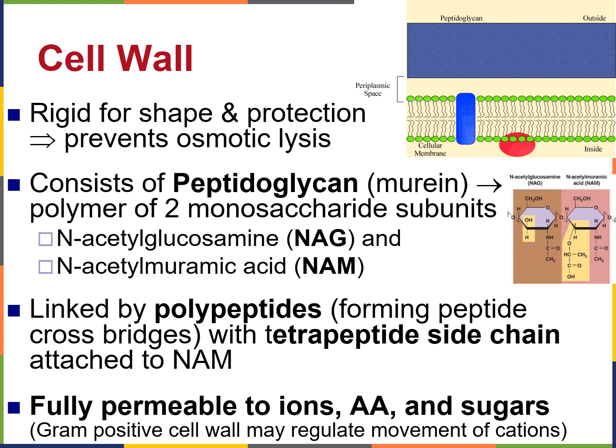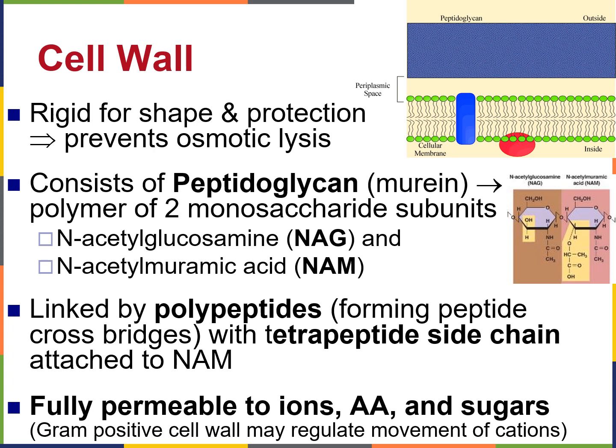All right, if you remember, what is a polypeptide? Well, a peptide is an amino acid. So a polypeptide just means a small chain of amino acids. Okay? And they form cross bridges. So the polypeptide reaches across those carbohydrate backbones to help hold those carbohydrate backbones together.